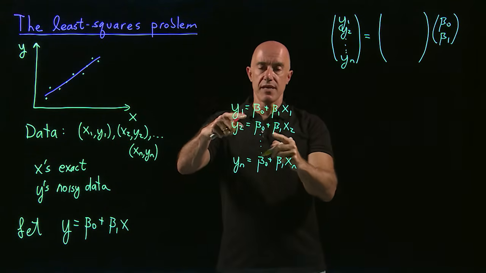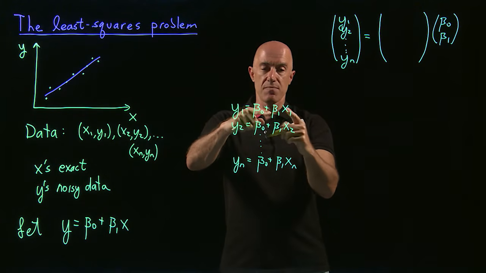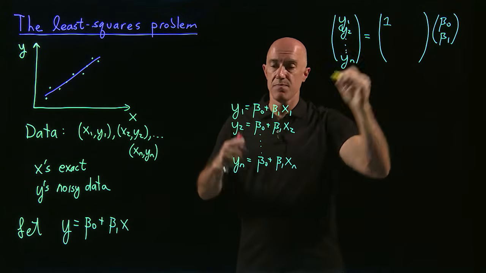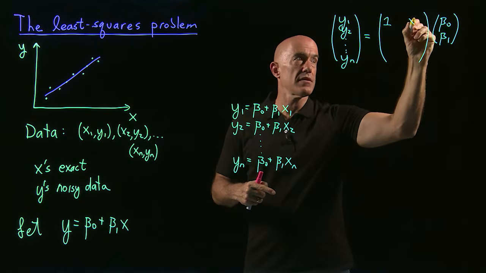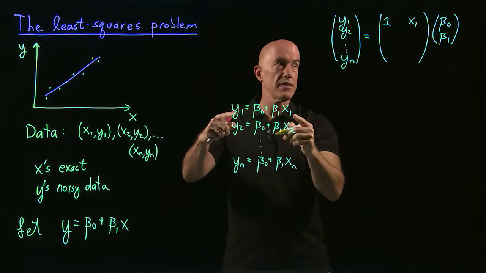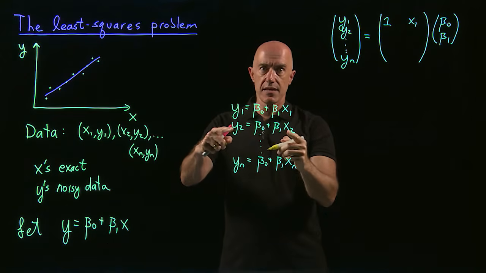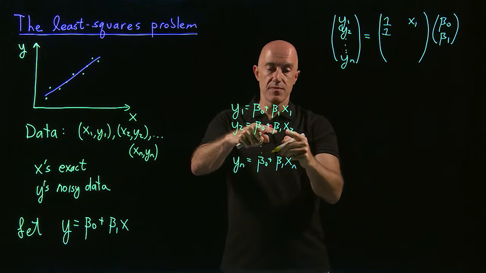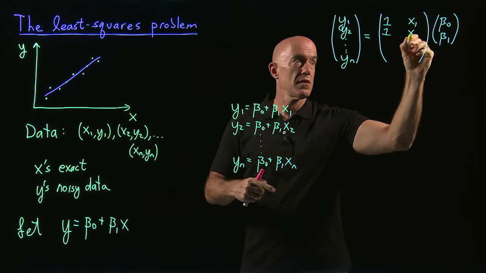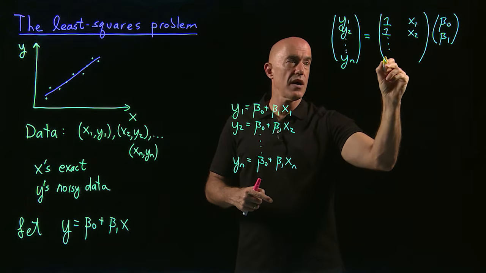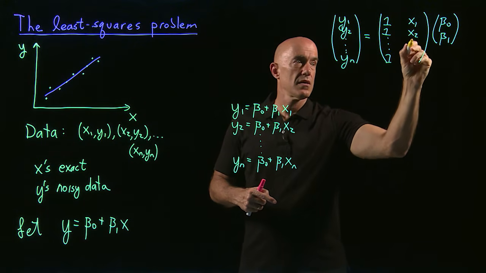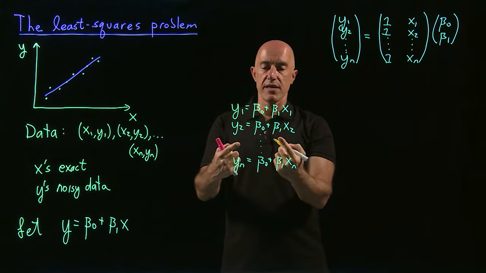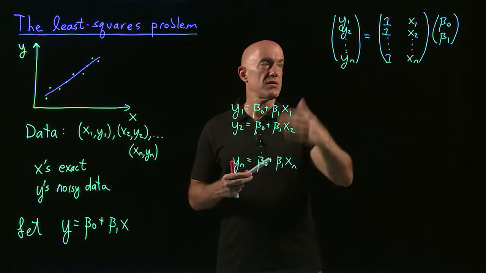And then this matrix is 1 times beta naught plus x1 times beta 1 equals y1. So that's the first equation. The second equation is 1 times beta naught plus x2 times beta 1 equals y2, and so on. So then we have 1 down to xn. Okay? So this is our matrix equation of this system of equations.